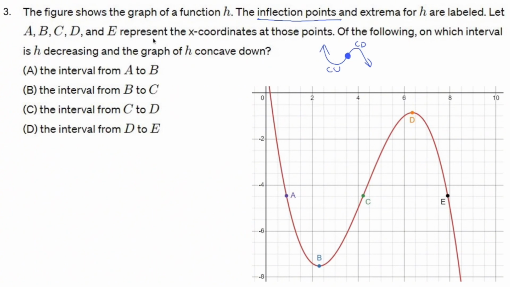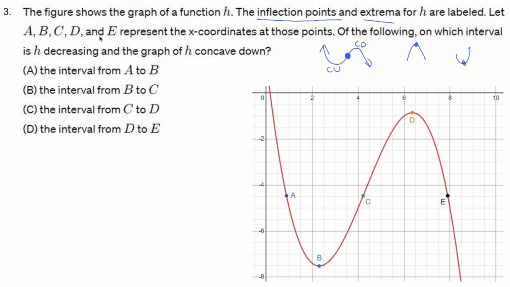And extrema, and if you're wondering what extrema are, well, an extremum is the very maximum or the very minimum of an area, depending on which one. Extrema is just fancy for extreme. Anyway, the inflection points and extrema for h are labeled. So you're an inflection point, you're an extremum, you're an inflection point, you're an extremum, you're an inflection point.